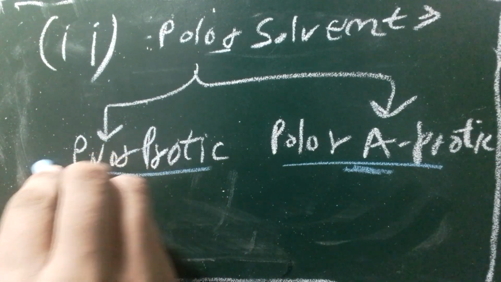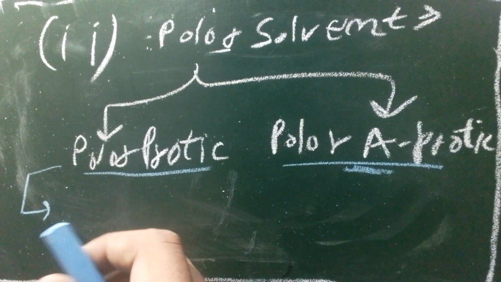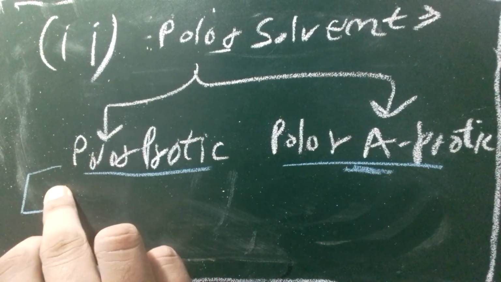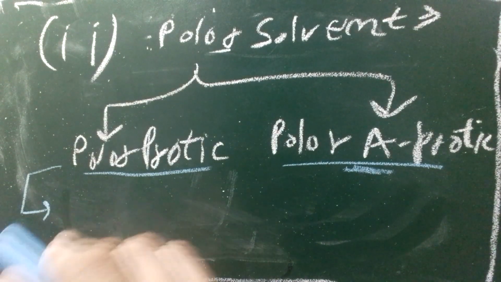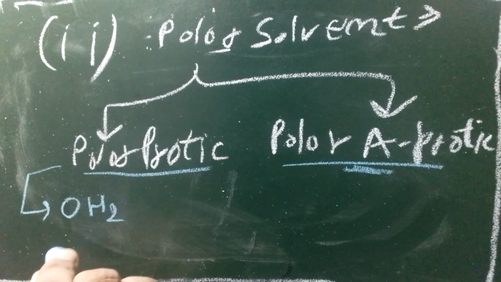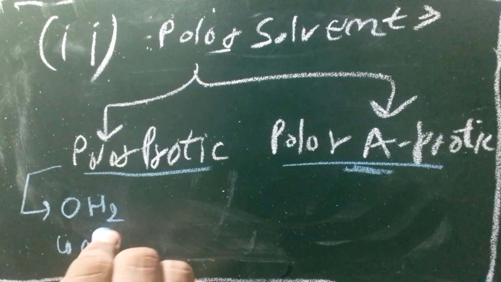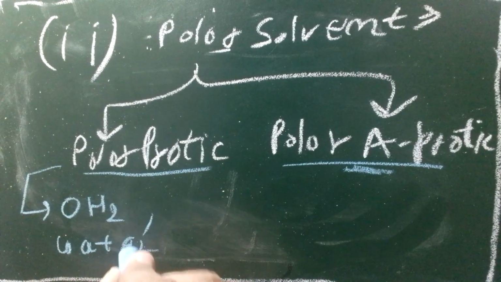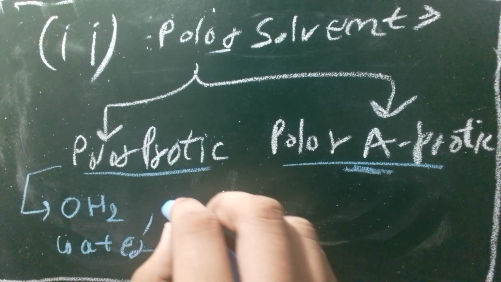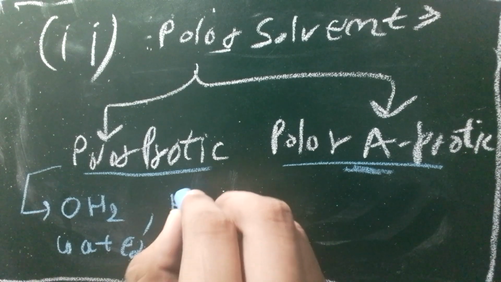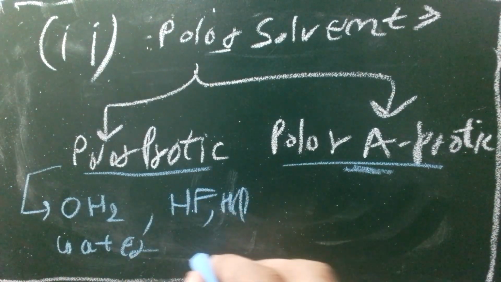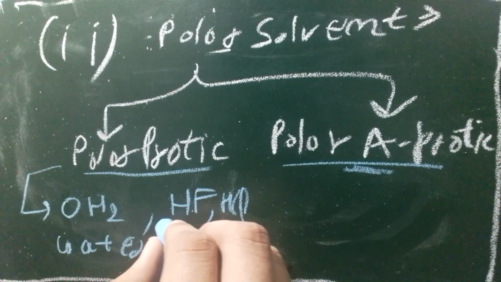So those molecules which contain H plus, I mean hydrogen atom, like OH2, which is nothing but water, or we can take HF, HCl, these kinds of compounds which are polar and have hydrogen.